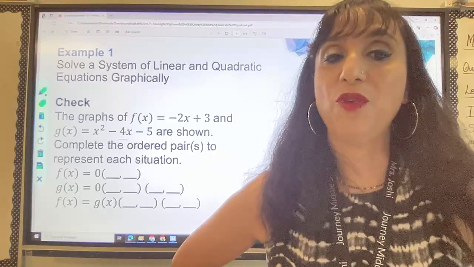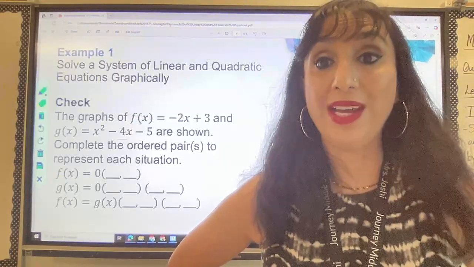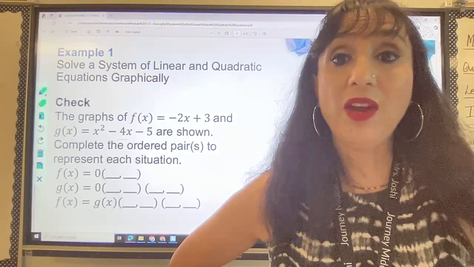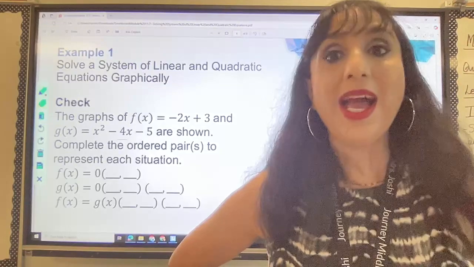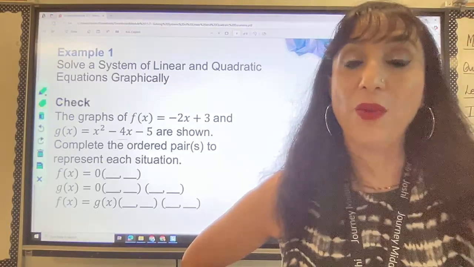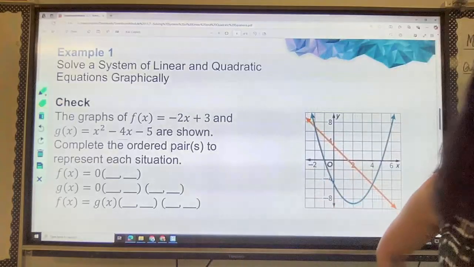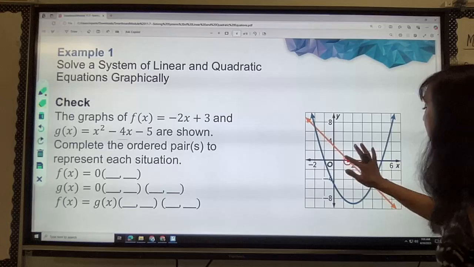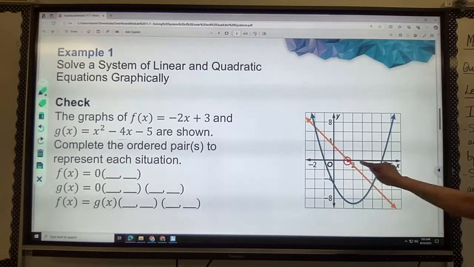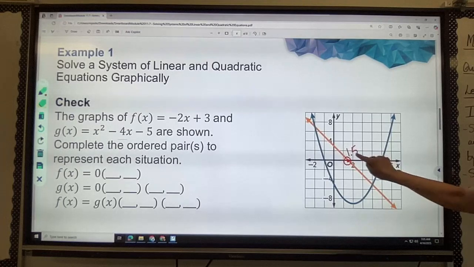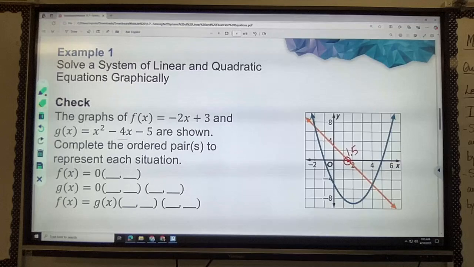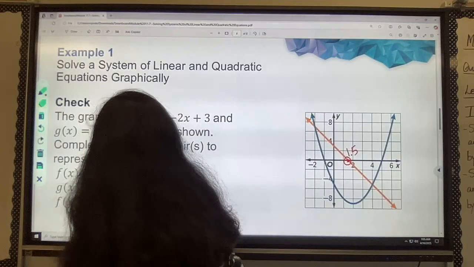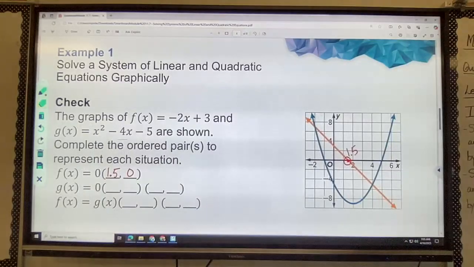So the first one is saying f of x is equal to 0, means where is the x-intercept? Okay, so since f of x is the linear equation, as the straight line, and that's what I'm looking at first. So let's look at where is my x-intercept? Where is the line crossing the x-axis? And that is happening over here. Okay, so if I look at this, this is definitely my x is 1 and 5/10, right? So therefore, my ordered pair in this situation is 1 and 5/10 and 0 because y is 0.